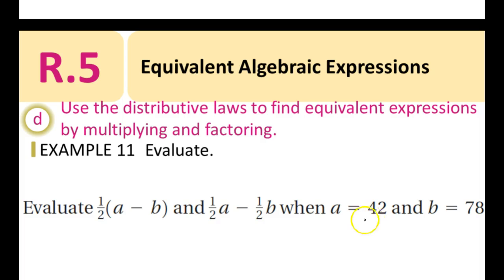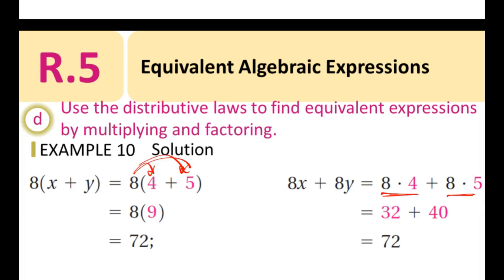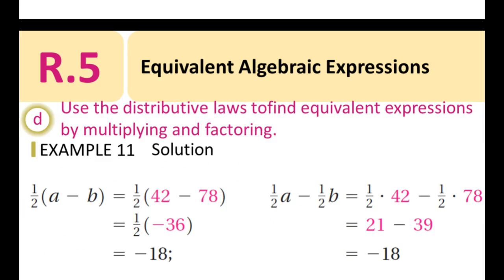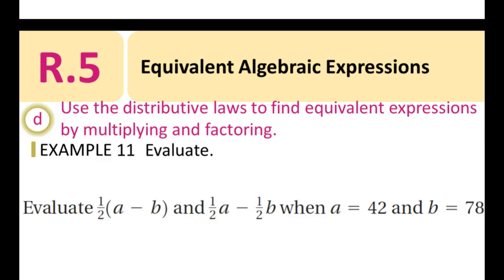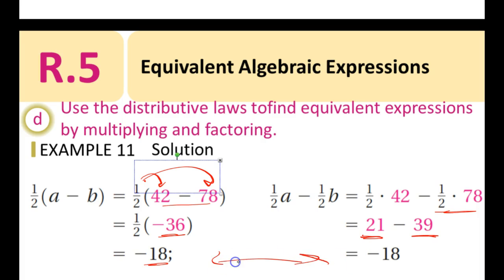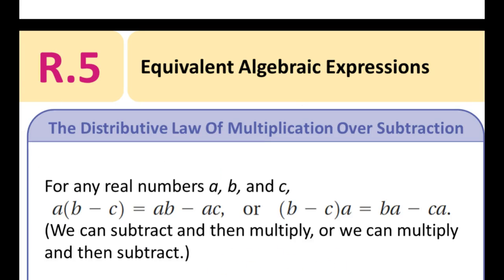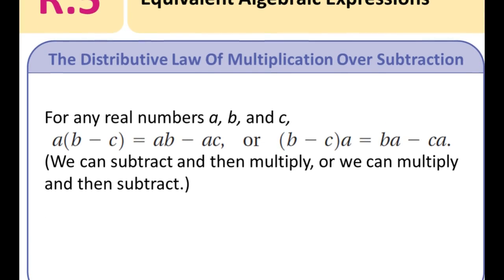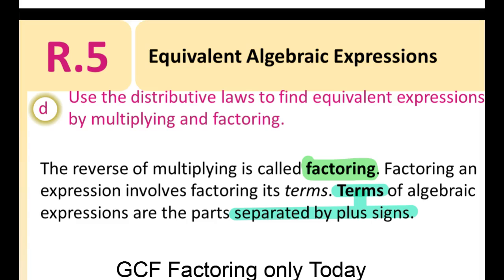Using the distributive property, well, actually, it wants you to plug in some numbers here first, I guess. So plug in the 42 and the 78. I'm going to skip this example. You could either subtract it and get the negative 36 or negative 18, or you could actually distribute. 1/2 of the 42 is 21. 1/2 of the 78 is 39. And notice, again, these are equivalent expressions. So again, the distributive law of multiplication, there's the formula for it.